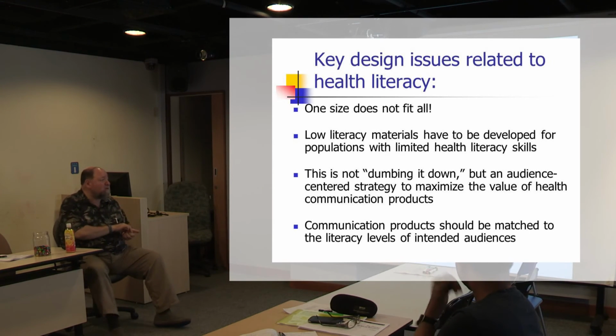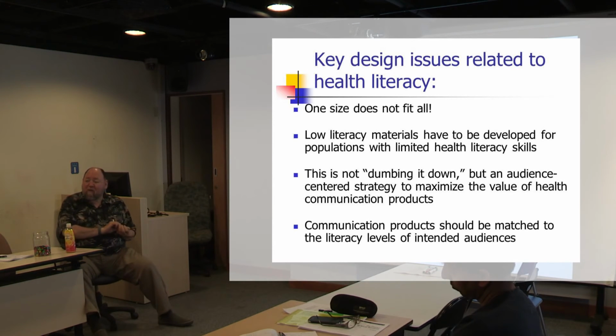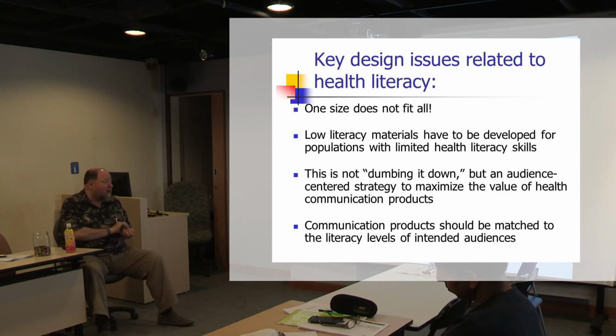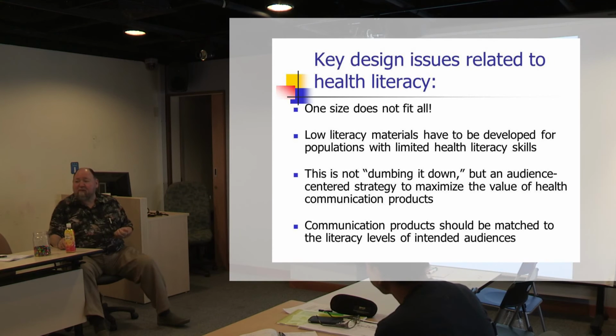Low literacy materials in particular have to be developed specifically for the unique population based on their unique literacy skills. A lot of times people say, well, I really don't want to dumb down these materials. I want to maintain the quality of information. I said, well, you can do that, but you need to provide it in a way that people are going to understand. And you need to match the information to literacy levels of intended audiences. And from what I'm hearing about Singapore, I think the literacy issue is a really big one.